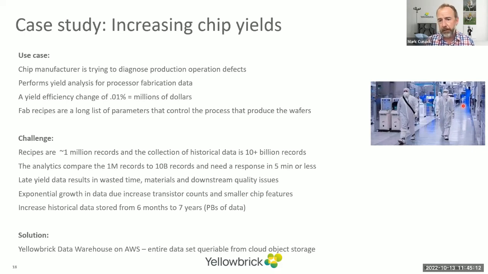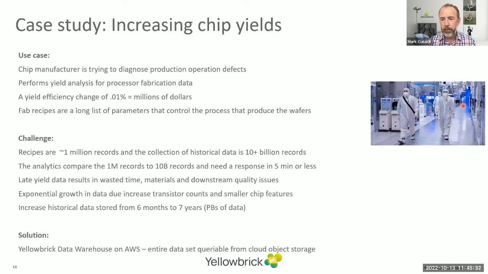And what they're seeing as well, with the exponential growth in the transistor count and the smaller chipset features, is that the amount of historical data they want to compare with their runs, and the number and size of the recipes, are just going to grow and grow. So they want to go from just storing 6 months worth of historical production line information up to 7 years.